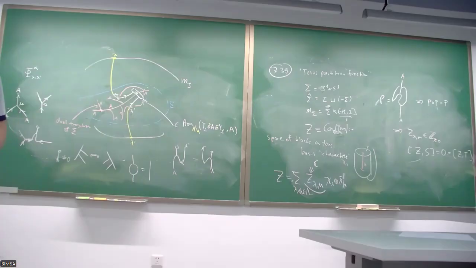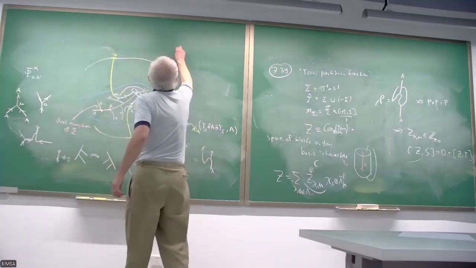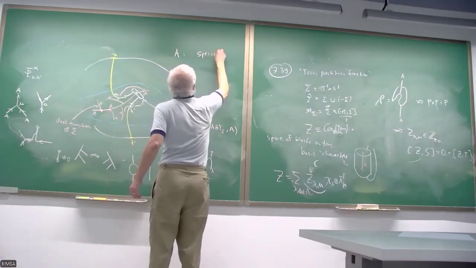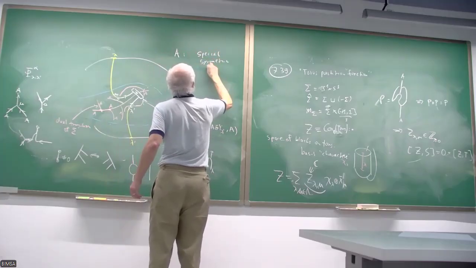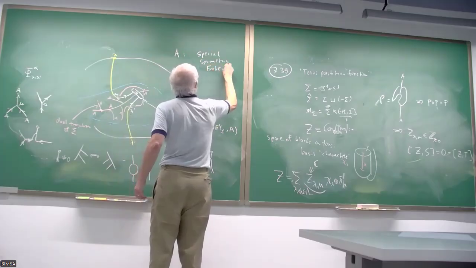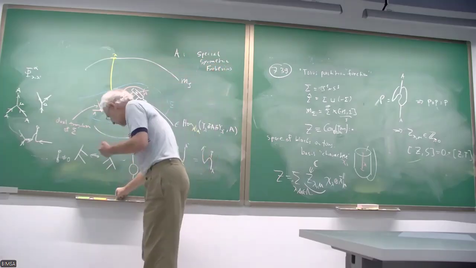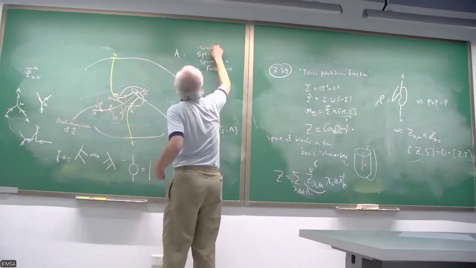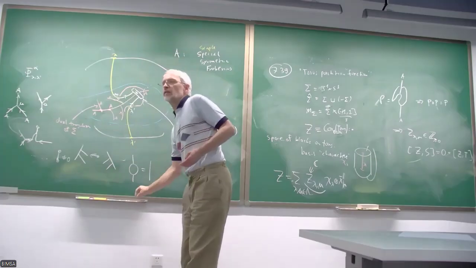What is A? A is a special symmetric Frobenius algebra. And I will also, this doesn't play a role yet, but for some other aspects, require it to be simple.